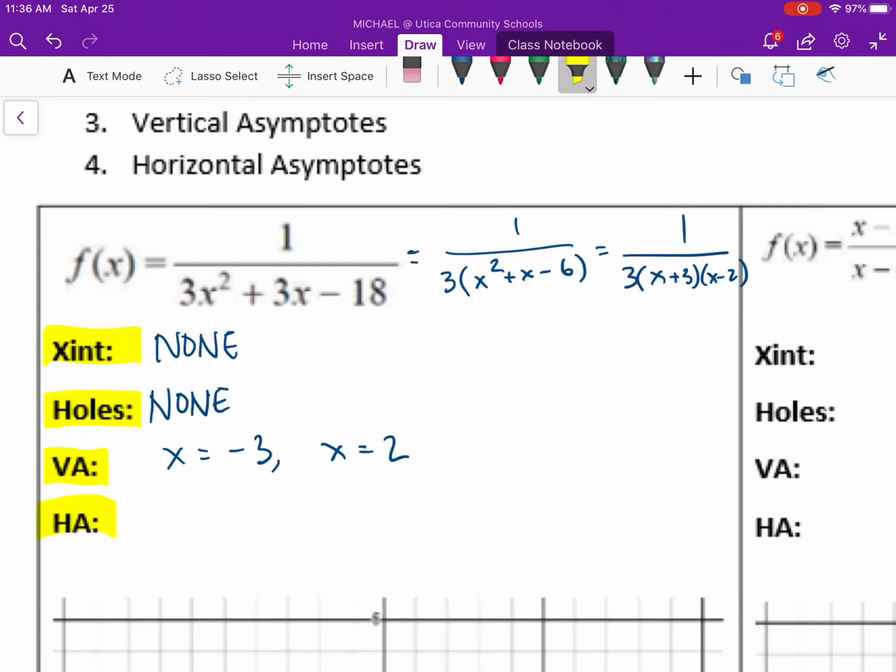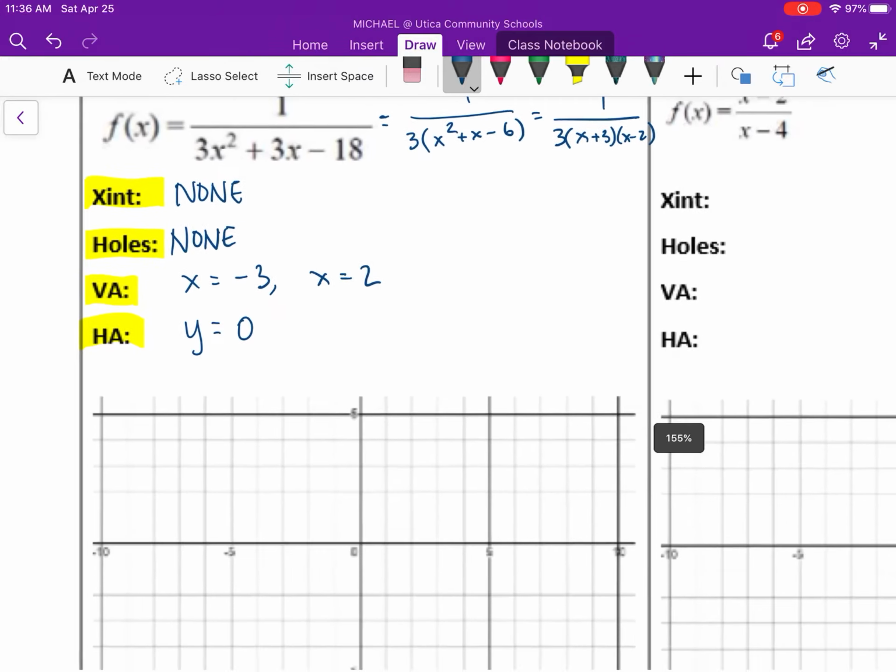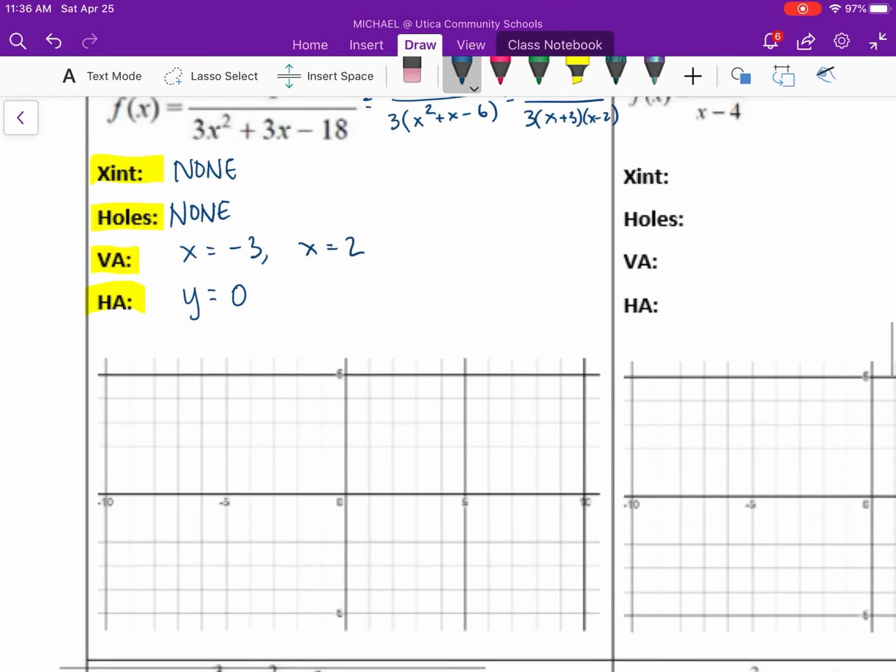And finally, horizontal asymptotes follow one of the three scenarios. In this case, the bottom degree is larger, which means that it's automatically y equals 0. So the next thing we're going to do is take that information and use it to sketch a graph. In this case, the horizontal asymptote is y equals 0. The vertical asymptote is at negative 3 and at positive 2.